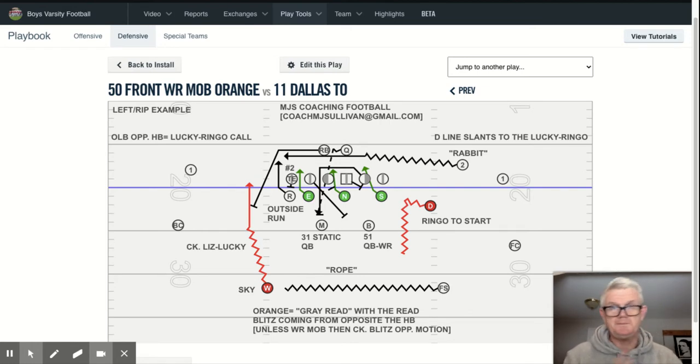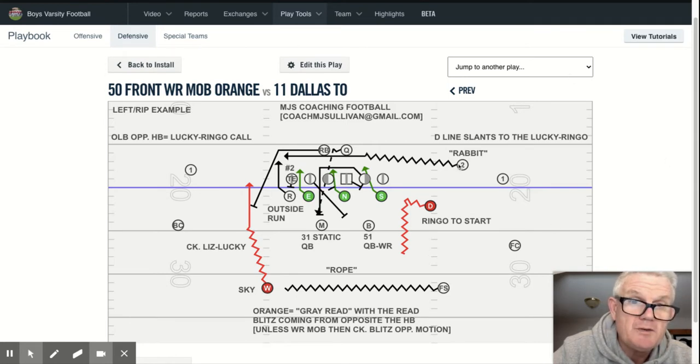Orange is also the defensive line slanting to the Lucky Ringo. And in this particular case, the whole premise of orange is we're going to blitz opposite the halfback. That's first. So it's going to be a Ringo to start, and it's always the outside linebacker.